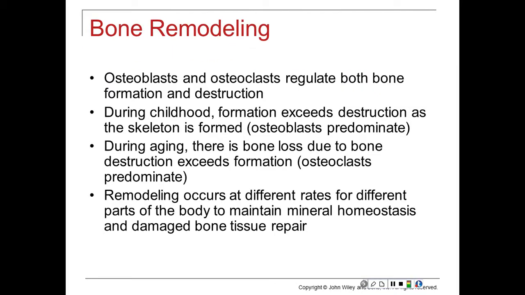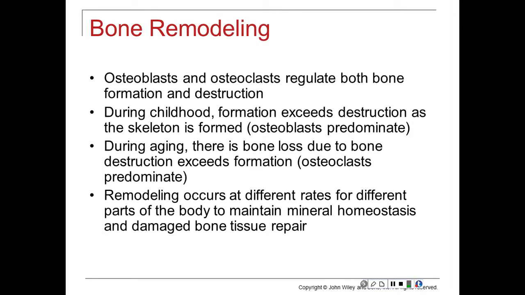Let's talk about bone remodeling. Osteoclasts and osteoblasts are going to help to balance each other out. They regulate bone formation and bone destruction. During childhood, osteoblasts are going to predominate. Osteoblasts are the bone builders, so those are the ones that are going to be working overtime, so to speak. During aging, there's more osteoclast activity, less bone formation, more bone loss as we age.